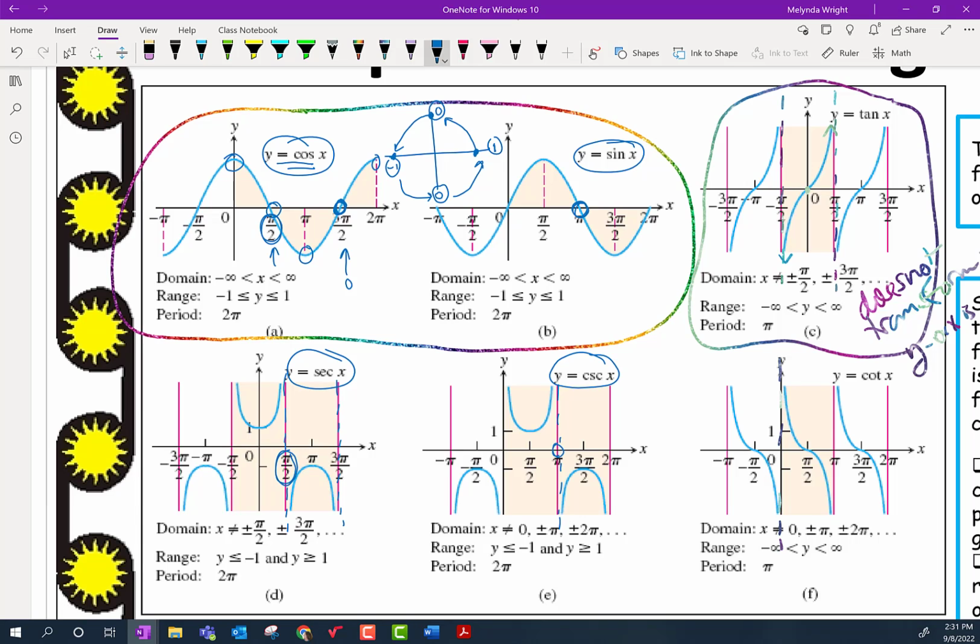Okay, I want to pause here for just a moment. Looking at these are the parent graphs. It's really important we understand the shape of the parent graphs. It helps us tremendously. Are there any questions about the parent graphs that we need to talk about? So for cosecant, when sine equals 0, cosecant is undefined.